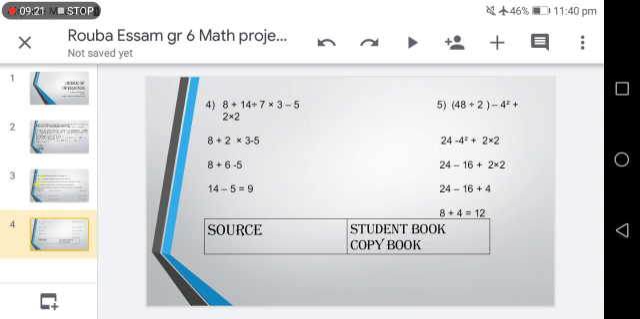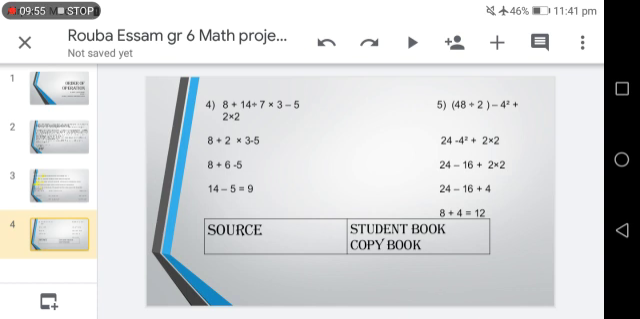The last equation we have is 48 divided by the quantity 2 minus 4 to the power 2 plus 2 multiplied by 2. First, we see the parentheses. We have 48 divided by 2. 48 divided by 2 is 24. And then we see the exponent. The exponent is 4 to the power 2. 4 to the power 2 is 16.